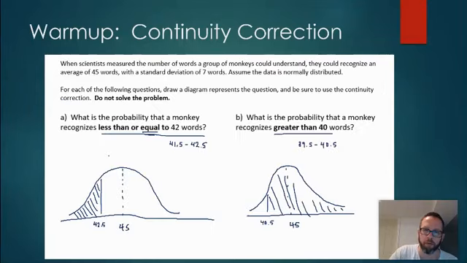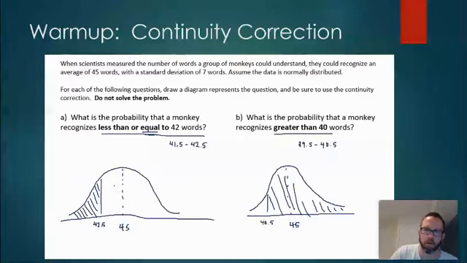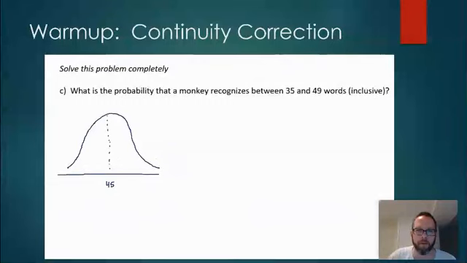So the mean was 45. And our standard deviation was 7. So 35 and 49. So 35 somewhere down here, 49 a bit closer. We're finding this interval here. Now we are including 35 and 49. So 35 is 34.5 to 35.5. We want to include that. 49 is 48.5 to 49.5. We want to include that.